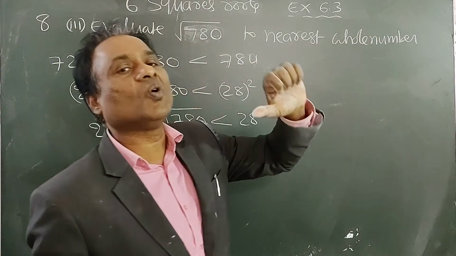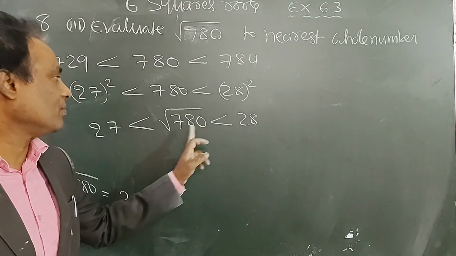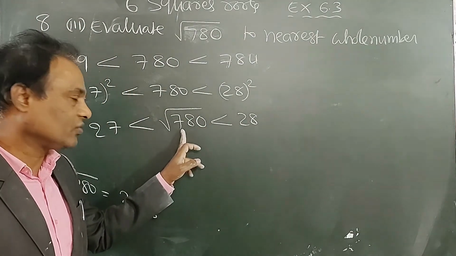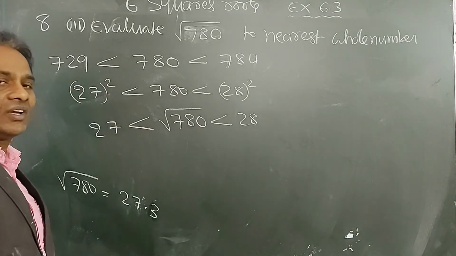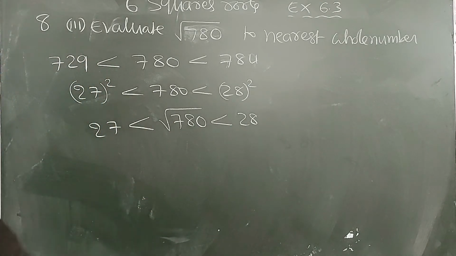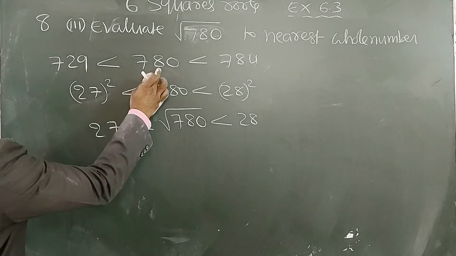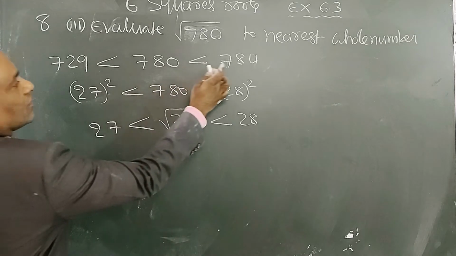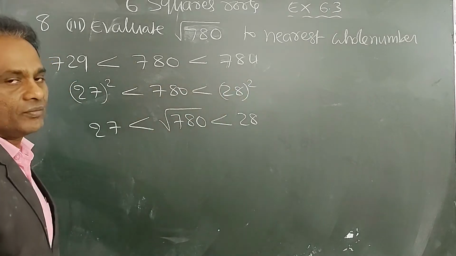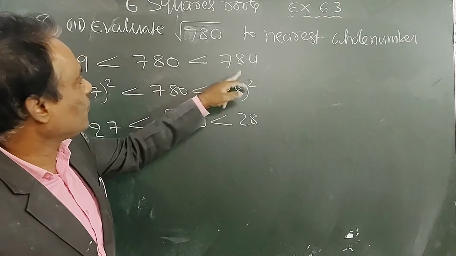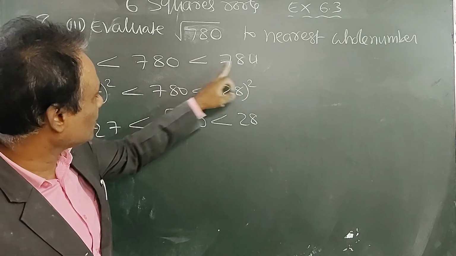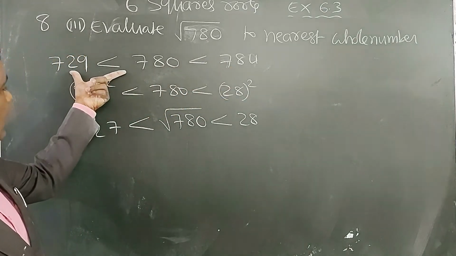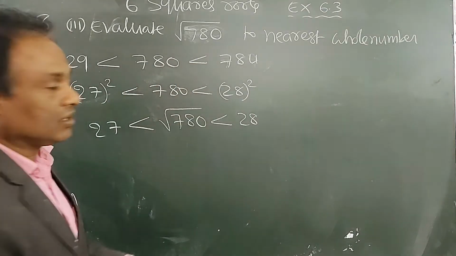Nearest to what whole number? Nearest to which whole number? Root 780 is near to 28 or near to 27, that you have to decide. It is very simple to estimate, because 780 is near to 729 or near to 784, that you decide. Here the difference is only 4. That means this is closest to this. This is not close, this difference is greater. This difference is small.